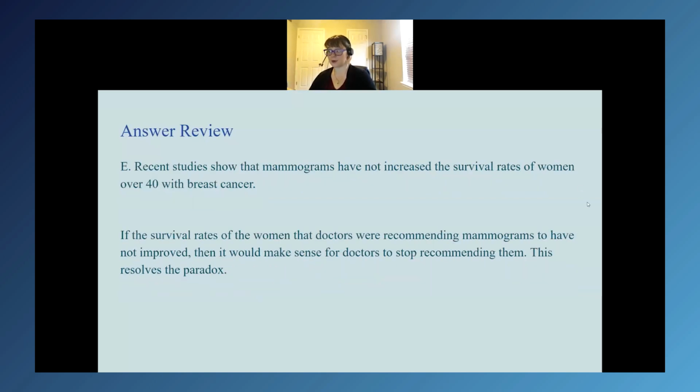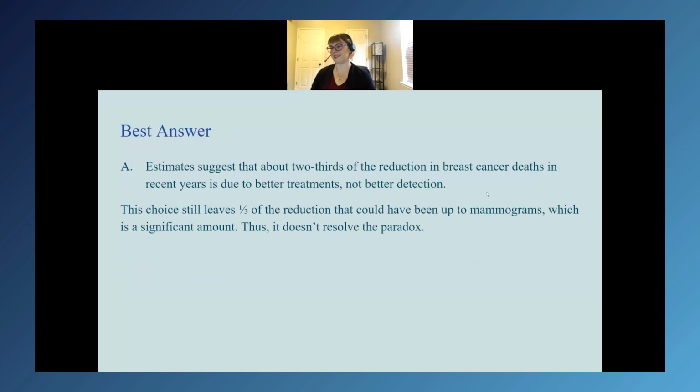And recent studies show that mammograms have not increased the survival rates of women over 40 with breast cancer. So if the survival rates of the women that the doctors were recommending the mammograms to in the first place, women over 40, have not improved, then maybe they stopped recommending them because there was no improvement. So that could resolve the paradox.